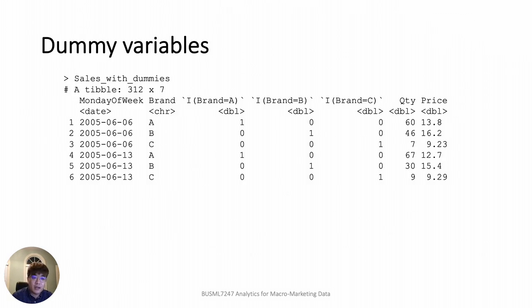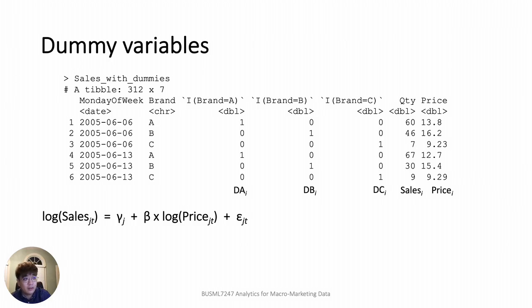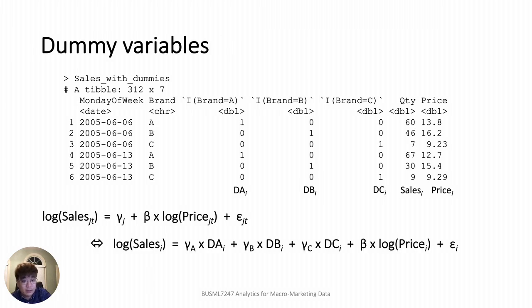This is a snapshot where the dummy variables were created. For convenience, DA, DB, and DC are the dummy variables for brand A, B, and C respectively. Then, the fixed effect model is the same as this unidimensional regression model with dummy variables.